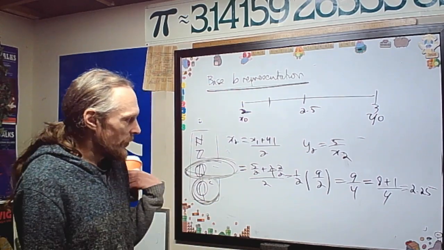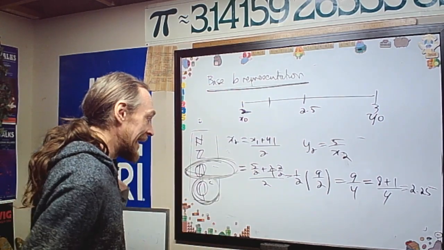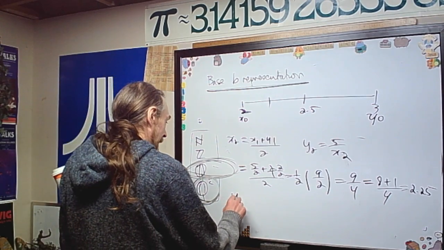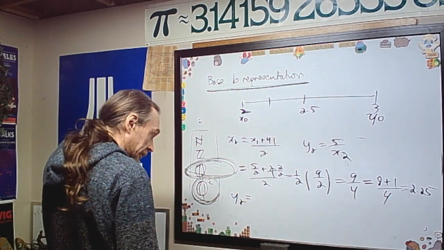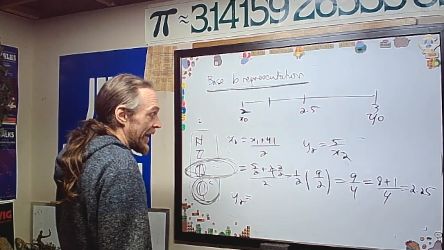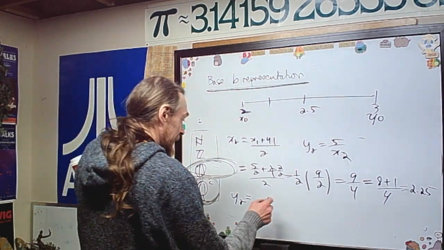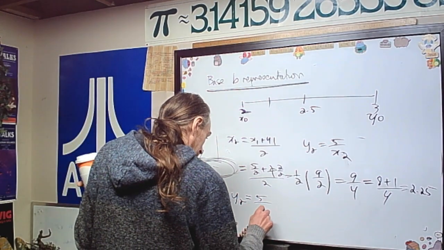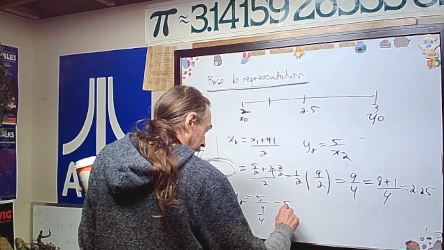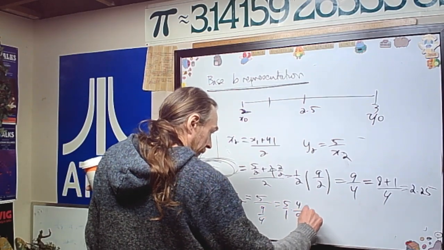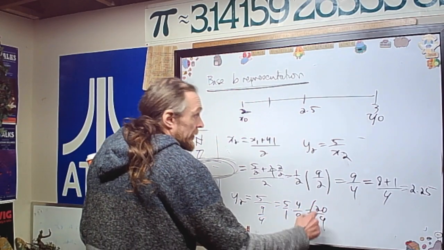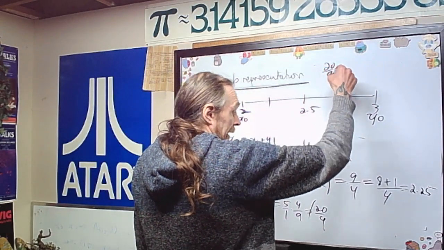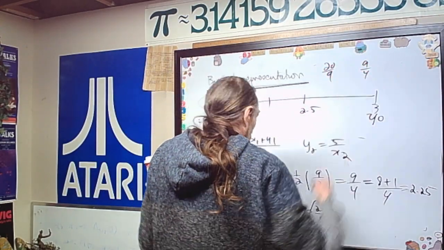I was going to do one more, and then that's the guess that I screwed up last time. But let's do y2. These numbers are going to get out of hand real fast. You're going to see in this step. Next step, y2 is 5 over x2, which would be 5 over 9 over 4, which is 5 over 1 times 4 over 9, which is 20 over 9. So let's keep those ones, 20 over 9 and 9 over 4.